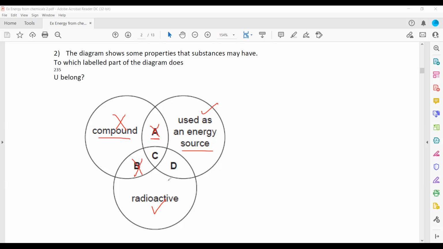C means all the things are there. That's totally wrong. So the correct answer is D, that uranium is a source of energy and it is also radioactive. Is this example clear? Because the property of uranium is that it is used as a source of energy and it is radioactive, so the common property is D.